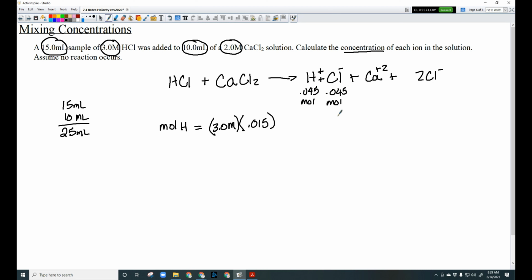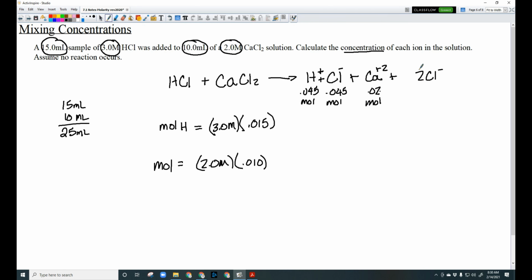Now let's look at the calcium. The calcium was 2 molar, 10 milliliters. So if I want the moles of calcium, I'm going to take 2.0 molar times 0.010 liters. So 2.0 times 0.010 is 0.02 moles.